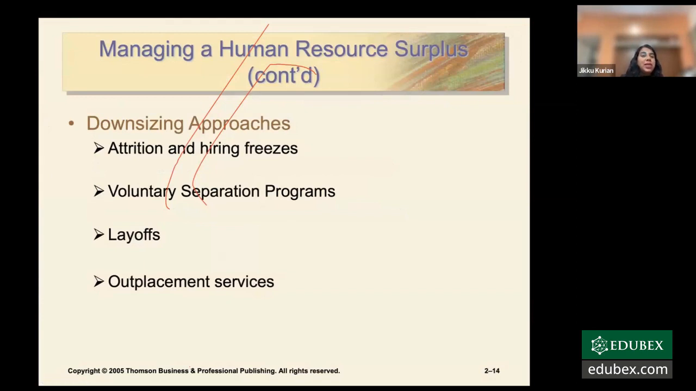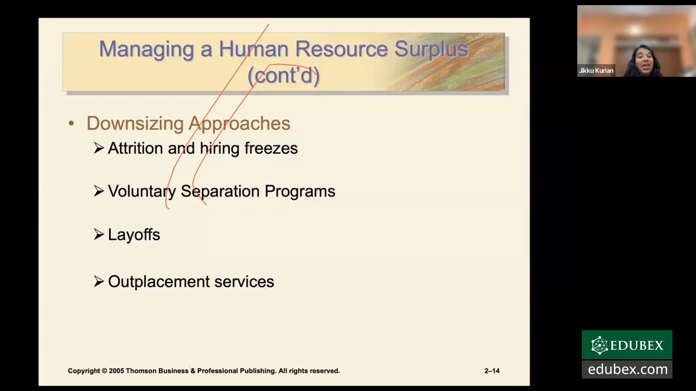So downsizing approaches: this involves, as I told you, a lot of emotional breakdown also. When the employee leaves, it is okay. When there is voluntary turnover and employees leave by themselves, that is okay. Whenever organizations have an excess number of employees, the first thing they do is go for a hiring freeze. The entire hiring process, recruitment and selection, will come to a halt and we will wait for employees to leave by themselves.